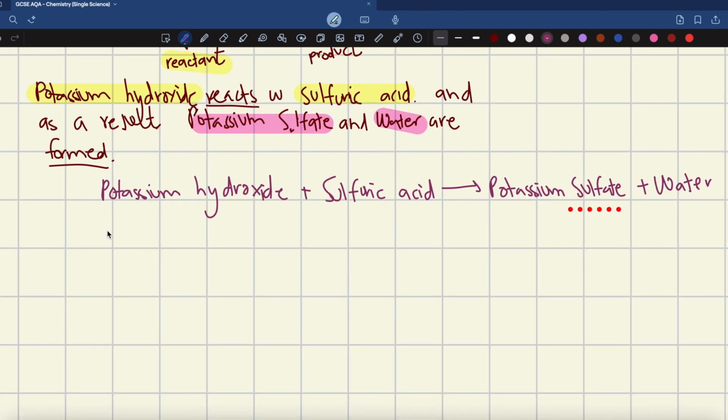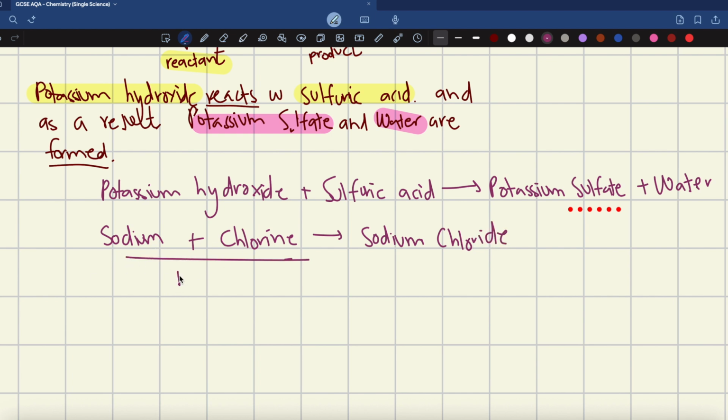Similarly, let's look at some other example of word equations as well. Here, the element sodium reacts with chlorine, and it forms sodium chloride. Here, then again, these two were our reactants. And what was the product in this situation? It was sodium chloride. This was our product.